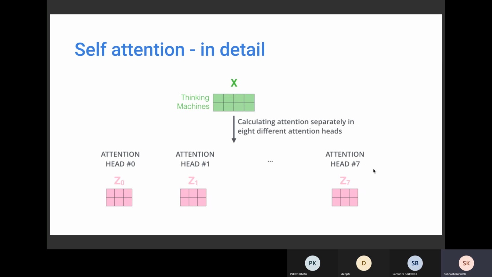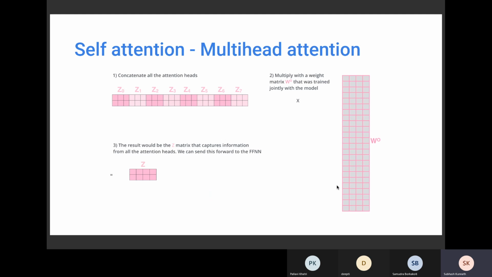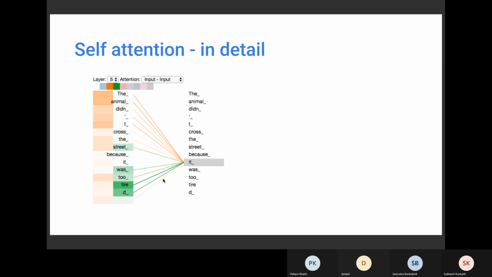And say there are 8 attention heads, then you will have 8 such z values out of it. What you do is concatenate these attention heads' outputs and multiply with a weight matrix, which is again a parameter of the model. Then you take the output and feed it to the feed forward neural network. And this would be the output of this multi-head attention.